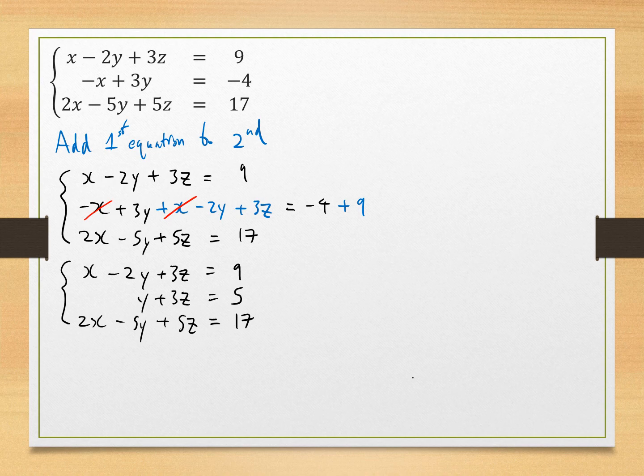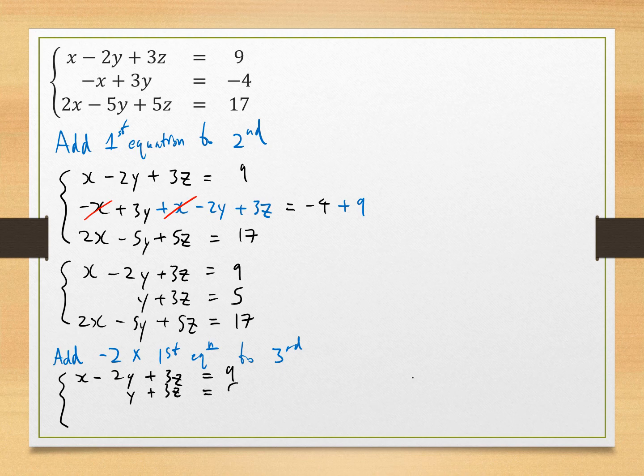Now, what we're going to do next is add -2 times the first equation to the third one. The first time, we're going to do it slower. Once again, it involves a lot of copying. As I said, this method is not going to be faster in practice. It's just systematic. So you're not going to see it beyond the math course.